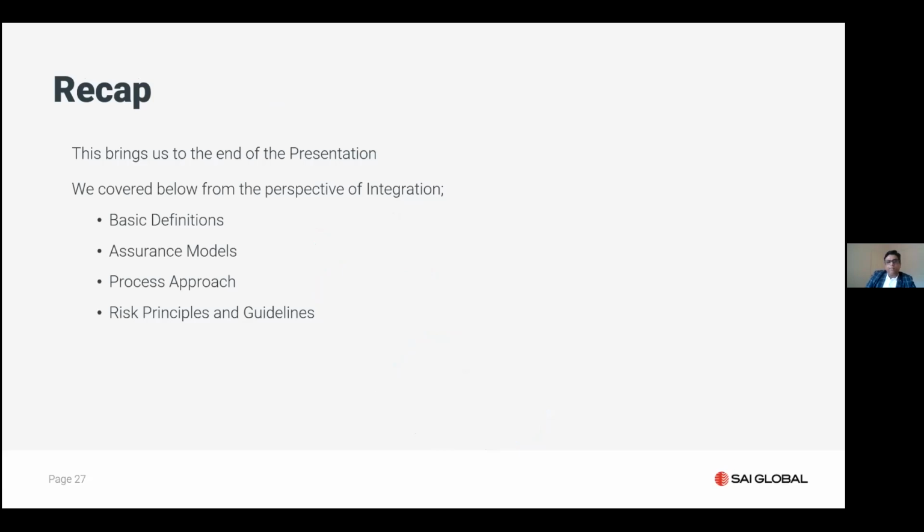So just to recap, this brings us to the end of this presentation. We covered below from the perspective of integration, which is basic definitions, assurance models, process approach, and risk-based principle and guidelines. I have planted an idea in your mind that how you can use ISO 31000 principle and guidelines for achievement of your objectives, and it could be the integration of your management systems.